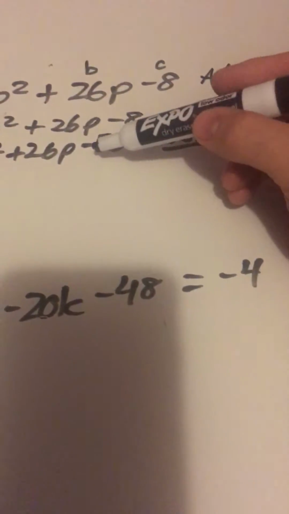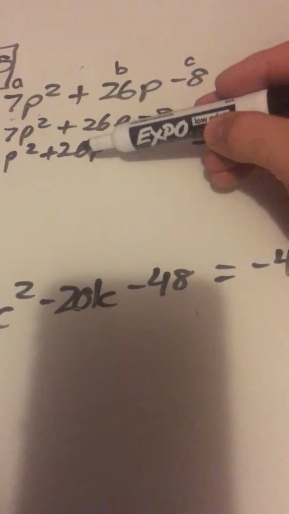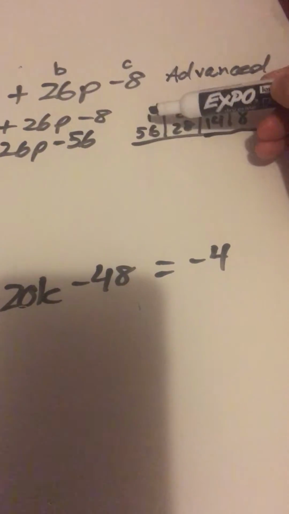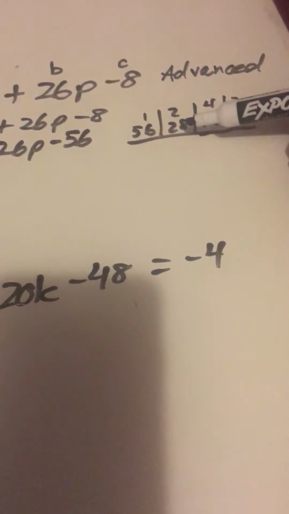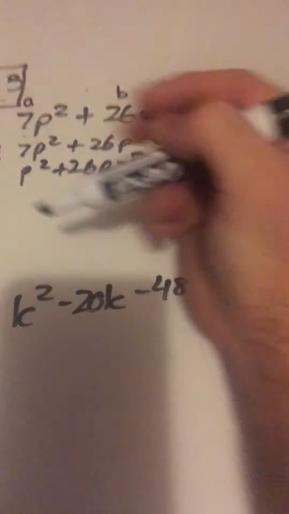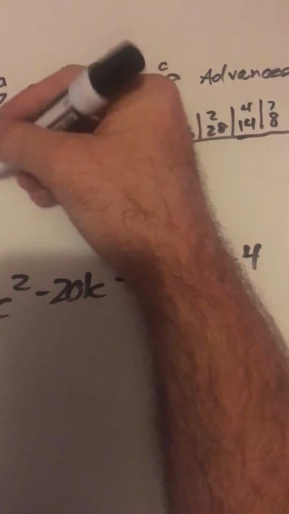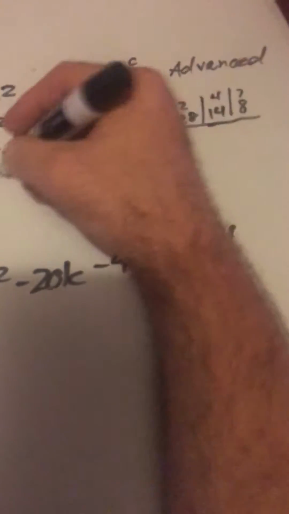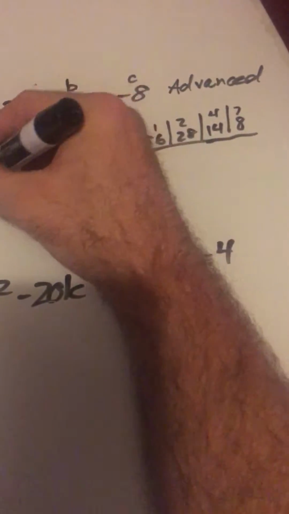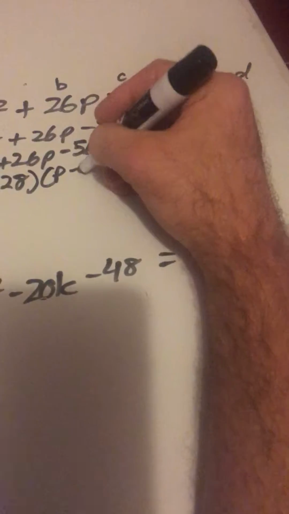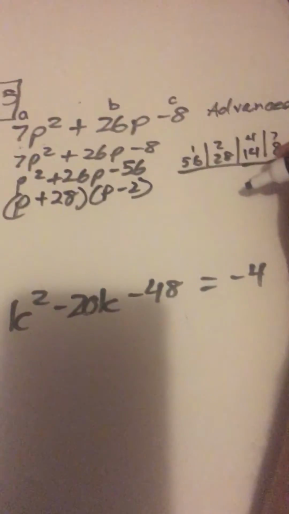So now what are my factors? If I multiply, I get negative 56, and if I combine, I get positive 26. If I look at 1 and 56, this is either 57 or 55. Or I look at this one and it's 30 or 26. Aha, that's what I'm looking for. So I've got p plus 28 and p minus 2. Those are my factors.